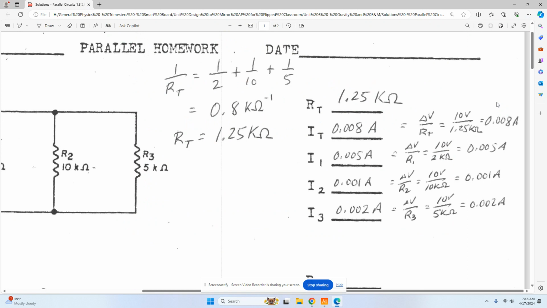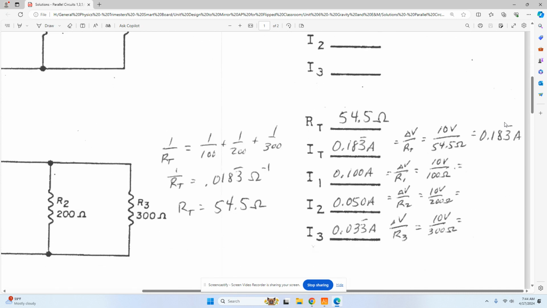All right, so those are your current readings. One thing kids will struggle with is the milliamps versus the amps, right? So just make sure that if you have kilo ohms, if you just keep it as kilo ohms, then your answer would be in milliamps, right? So just keep that in mind as we go through it. All right, what else? I'll give you number three.